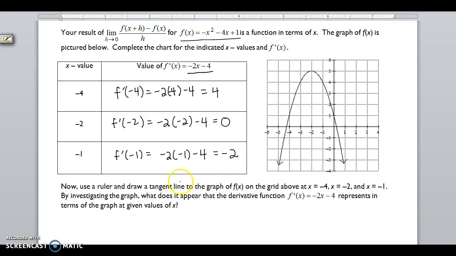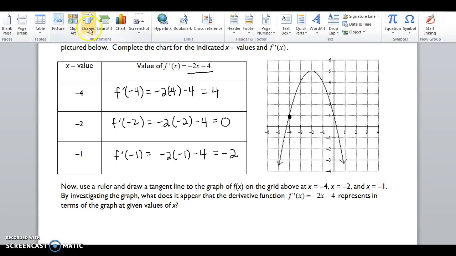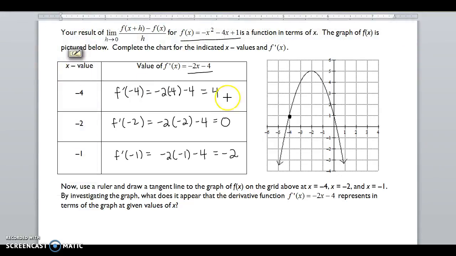So now what we're going to do is use a ruler, and we're going to draw a tangent line to the graph of f of x on the grid over here, and we're going to do that at x equals negative 4, x equals negative 2, and x equals negative 1. So at negative 4, go up to the graph and put a point where the y value is, and then we're going to draw a tangent line there. Because you already know I'm not very good at drawing these lines, I'm going to try to put a line right there for my tangent line.